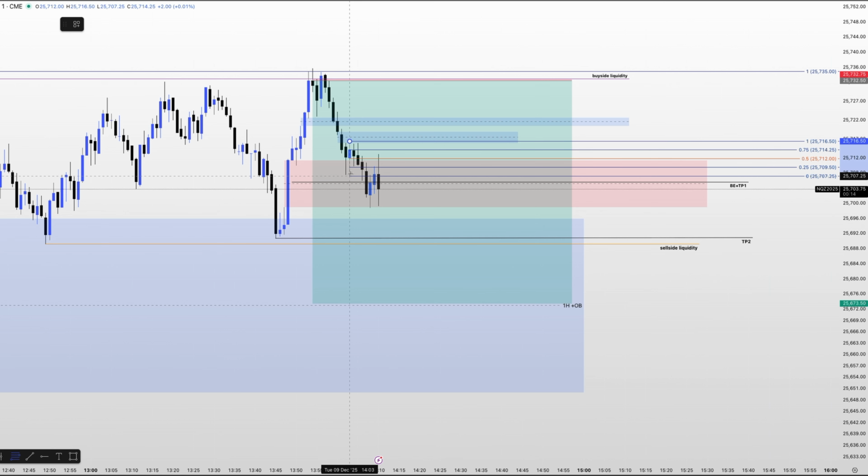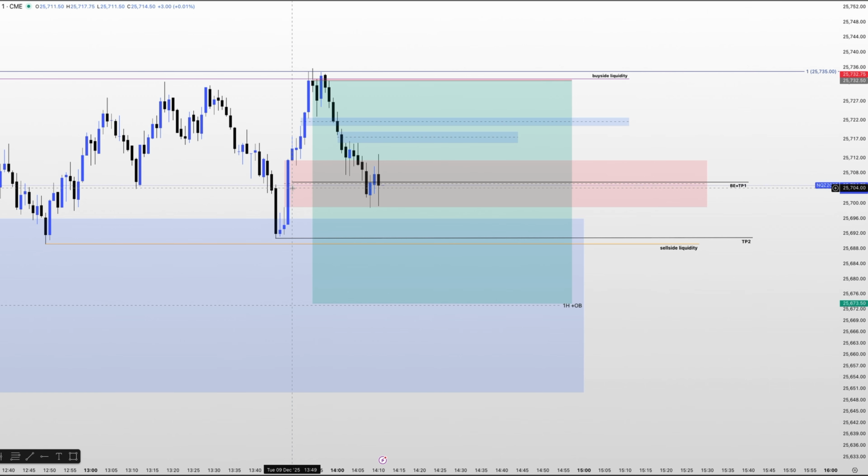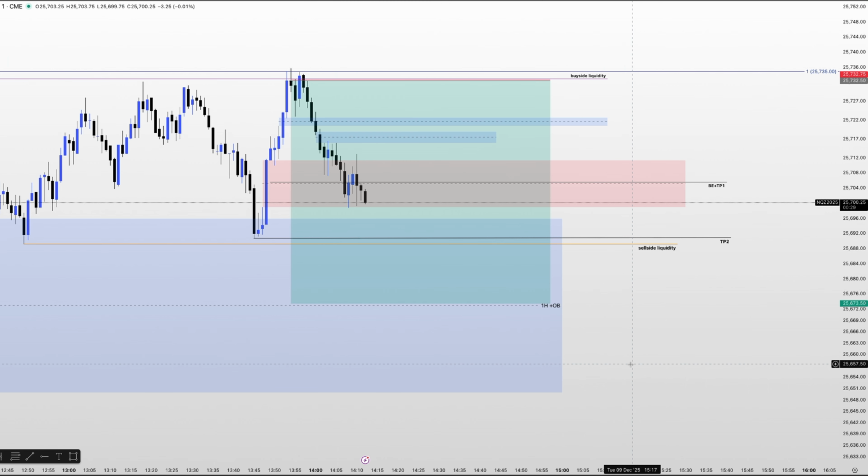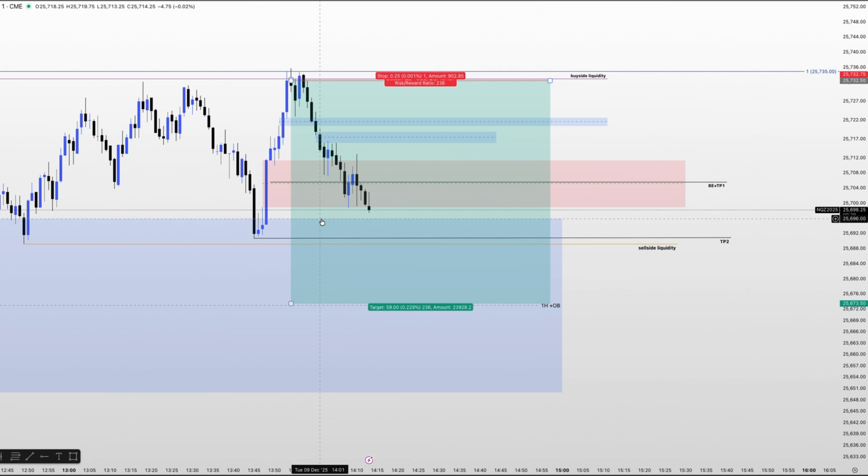We wick just above the mean point threshold of this bearish order block, and you can see we had the reaction that we had after that. I want to see this candle close in the lower half of this BISI. Let's see how we react as we wick into this high of the hourly bullish order block.